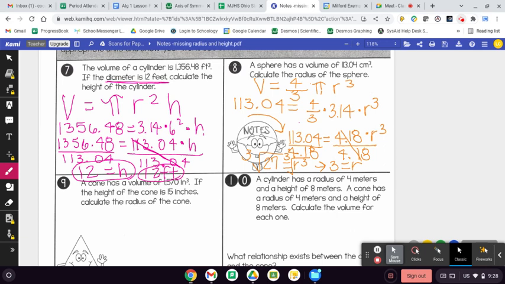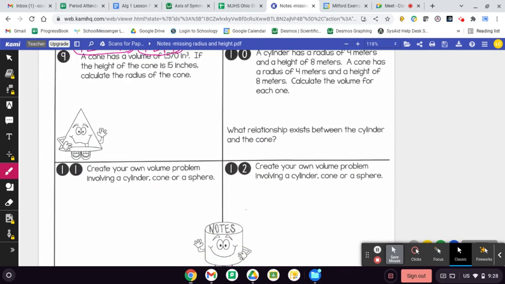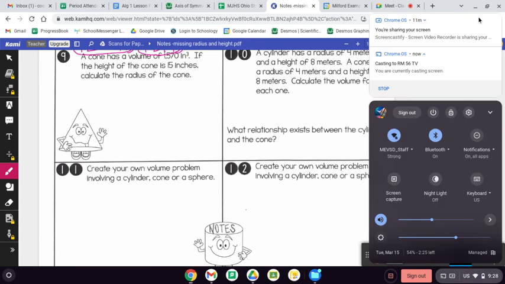Glad we got that out of the way. Now we know that the opposite of squaring the number is square root. So if it was r squared equals that, we would do square root. But with r cubed, we do the cube root. That's why we've been learning that stuff in class.